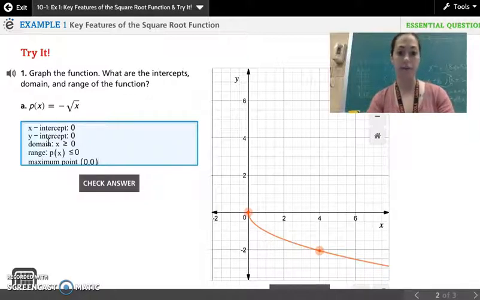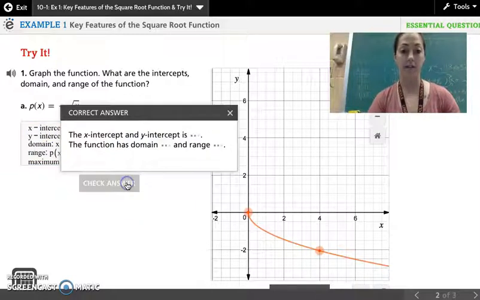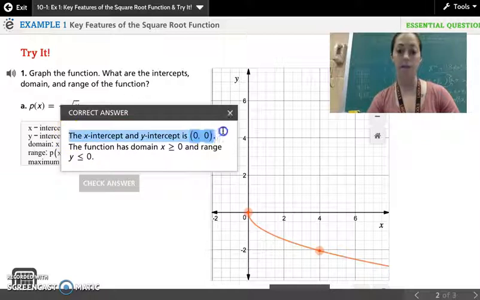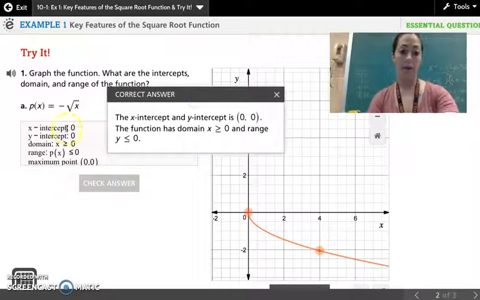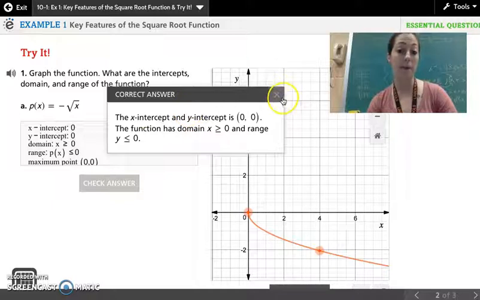And did I do all the things? Intercepts, domain, range, and I even wrote the maximum point, so a little better. And now let's check the answer and see if I did okay. The x and y intercept is 0, 0, the domain and the range, and look, the domain x is greater or equal to 0. Yeah, that's what I put, and the range is less than or equal to 0. That's what I put. Sweet.